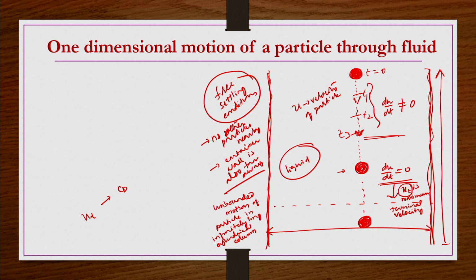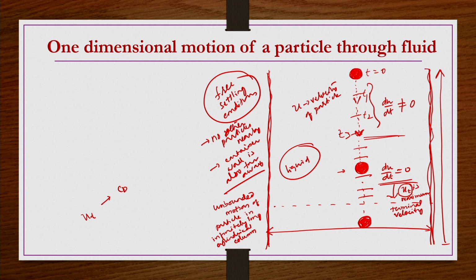But after a certain distance, the particle attains a kind of free settling condition where the velocity is found to be independent of time and independent of distance, whether you measure at this location, this location, or this location. As long as the free settling or terminal velocity conditions prevail, it will have the same velocity. That is the reason du by dt is equal to 0.